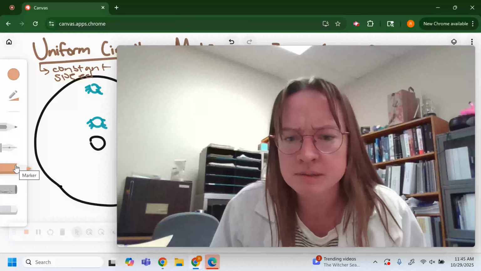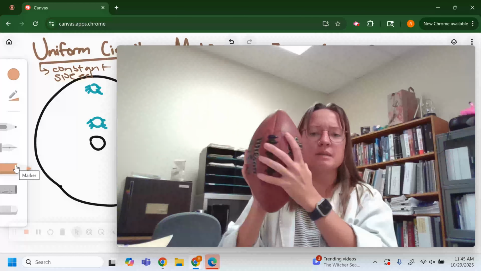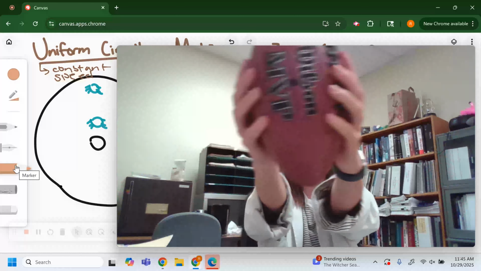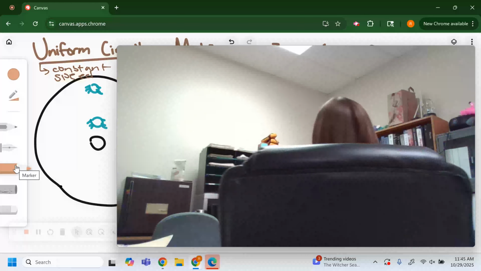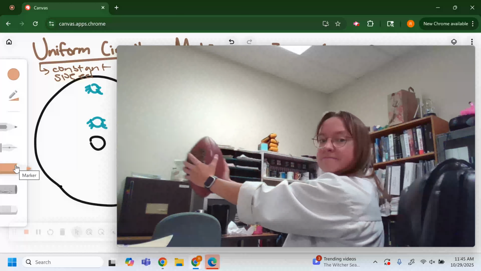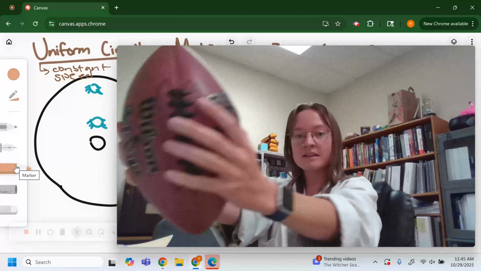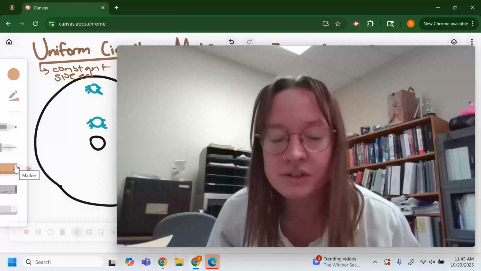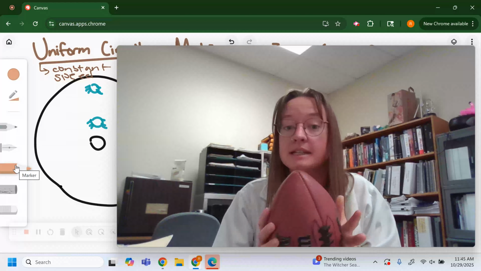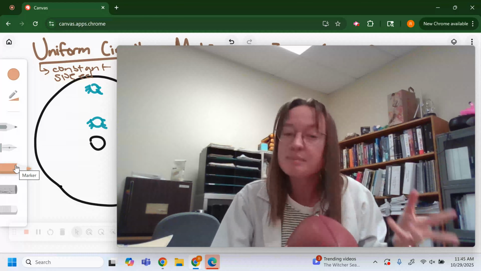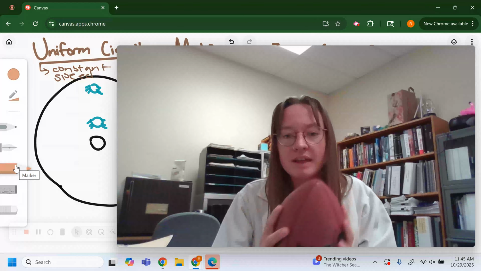If I asked you to spin a football, some people might say, okay, I can spin a football. And that is also spinning a football. Both of those two spins are both spins. And so they're both different types of circular motion. We give them different names.